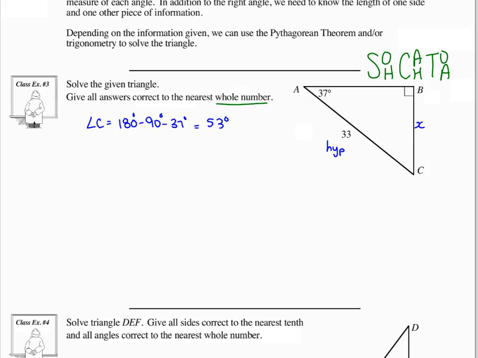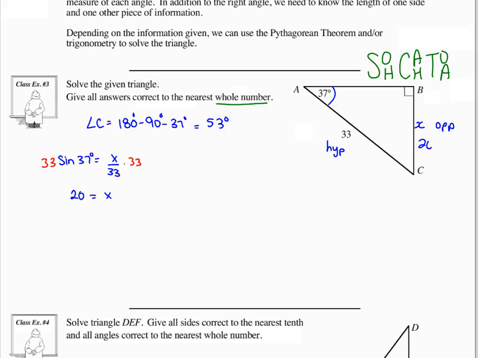Okay, I'm going to start by finding BC. So this would be our opposite of 37. So I would use sine 37 equals x over 33. Then multiply both sides by 33. And what did that give you? So the nearest whole number? 20.